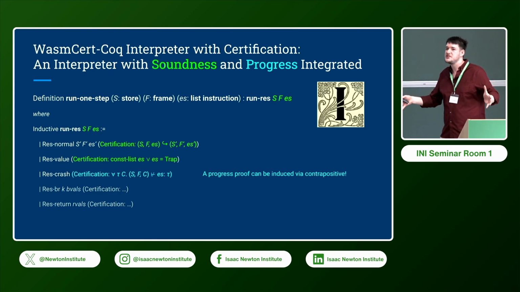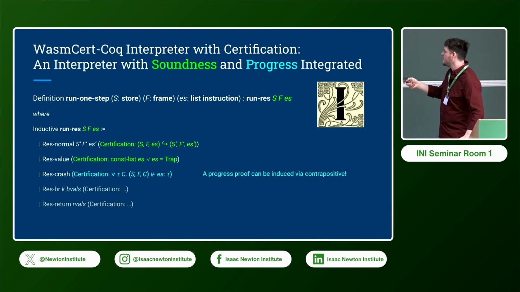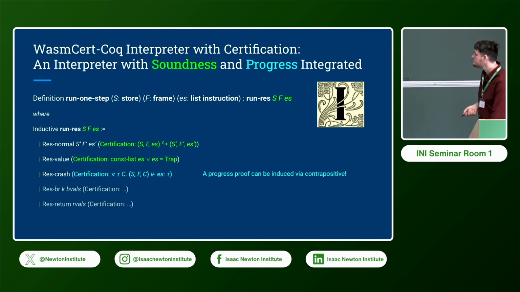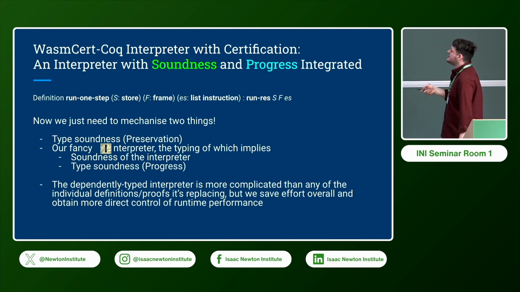And there is quite a strong intuition these things should be related, because in Phil's case, you're going the other way. For progress, you need a constructive certification that you can take a step. This interpreter is that certification. We just need to do the extra proof work to prove it's that certification to Coq. So before we were mechanizing 4 things, and now we only need to mechanize 2 things.